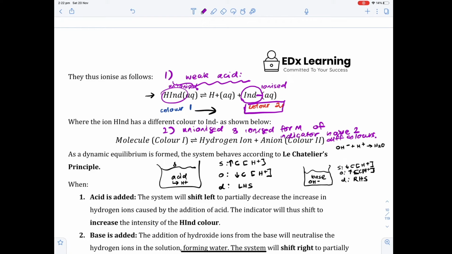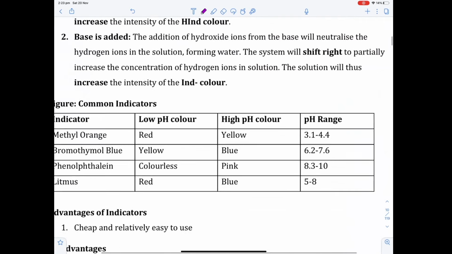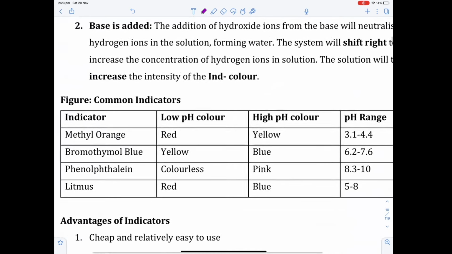So the answer to your question is to do with the structure of HIn and In minus. They will absorb different wavelengths of light due to their structure and the bonds, and they'll release different wavelengths, and that gives them two different colors, just like how different shirts have two different colors. Okay? Good question. Now, you have to memorize this table.